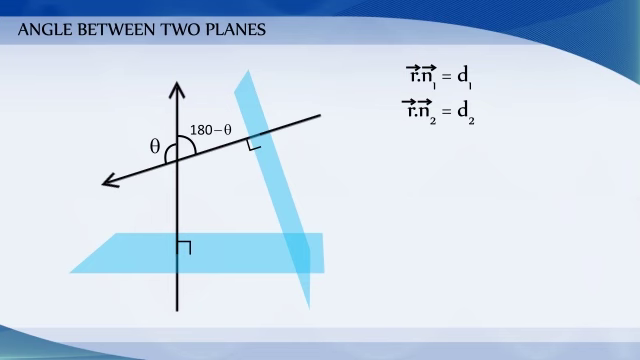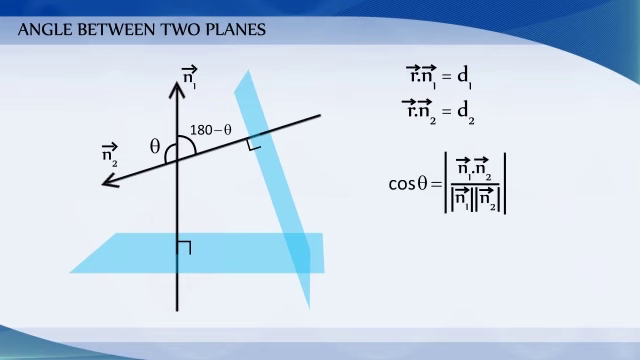be the equations of two planes with normals n1 vector and n2 vector. Let theta be the angle between these two planes. That is, theta is the angle between the two normals n1 vector and n2 vector. Therefore, the angle between two planes is given as cos theta is equal to modulus of n1 vector dot n2 vector divided by modulus of n1 into modulus of n2.